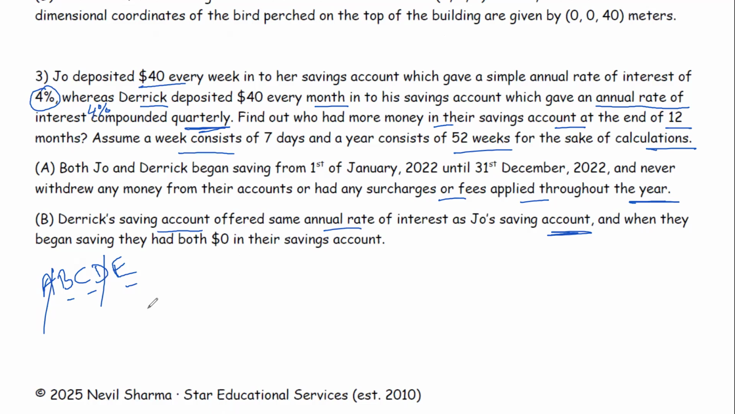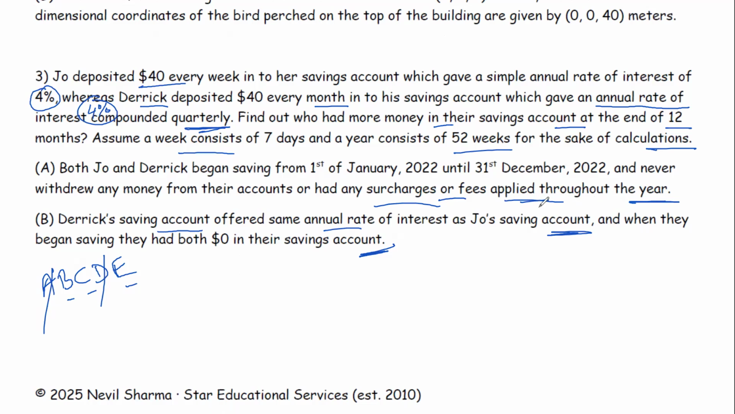So I believe there is another glitch out here, right? When they began saving, they both had zero in the savings account. Now, Joe deposited 40 every week into a savings account. And so that began saving part, see, this one doesn't answer the question on its own, right? Although it tells you the 4%, it doesn't tell us about the surcharges or fees applied throughout the year, which is the minor thing. You can probably ignore that also to solve this question.